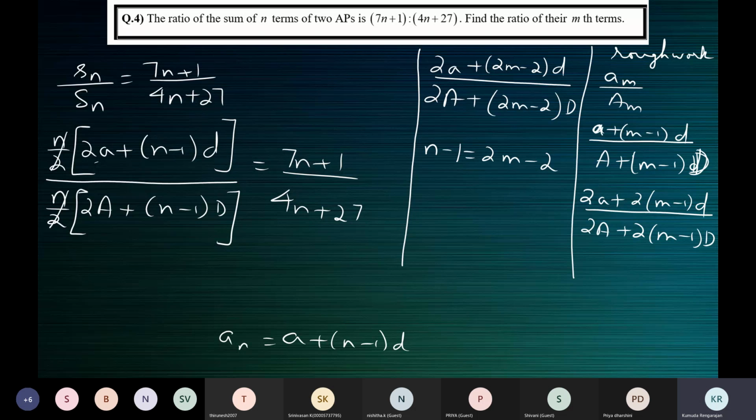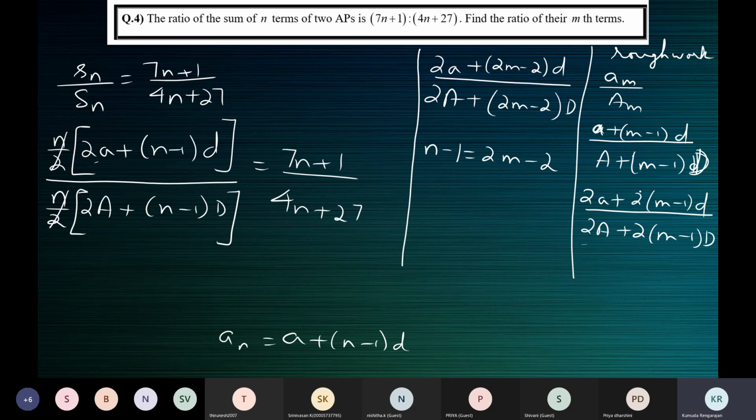Multiply the numerator and denominator by 2. So you get 2a plus, and the second term I've multiplied by 2. In the denominator, 2a plus, I've multiplied the second term by 2. You're multiplying everything in the numerator and everything in the denominator by 2. I'm not doing this for my convenience. Every term is multiplied by 2, and this is how it looks. We will not multiply the d, because we want the coefficient of d. We don't want to multiply d with the terms outside.